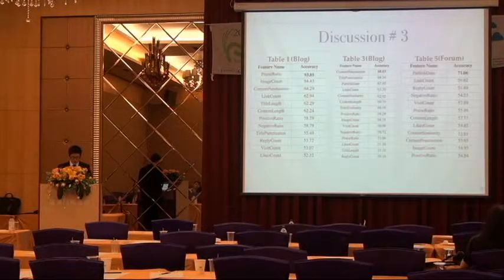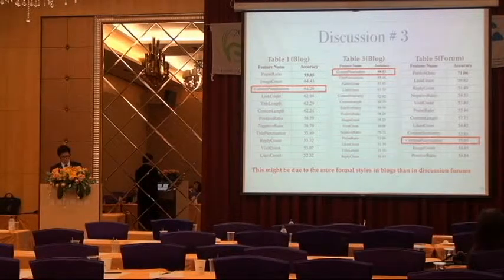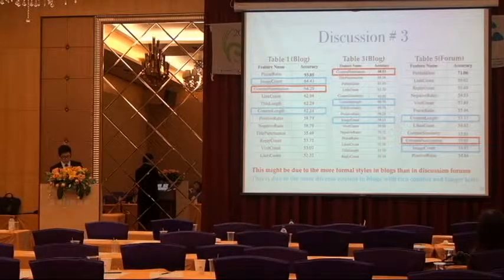Discussion 3. In the red part, the effect of punctuation marks, especially content punctuation, is good in blogs, but not as good in forums. This might be due to the more formal styles in blogs than in discussion forums. And in the blue one, the effect of content length and image count are better in blogs than in forums. This is due to the more diverse content in blogs, with rich content and longer texts.